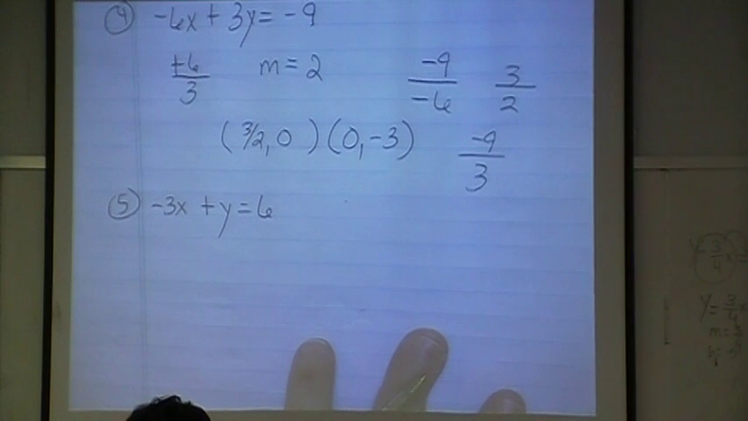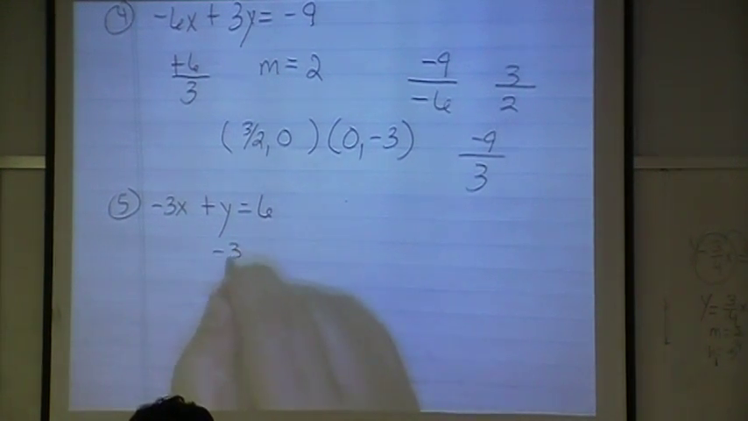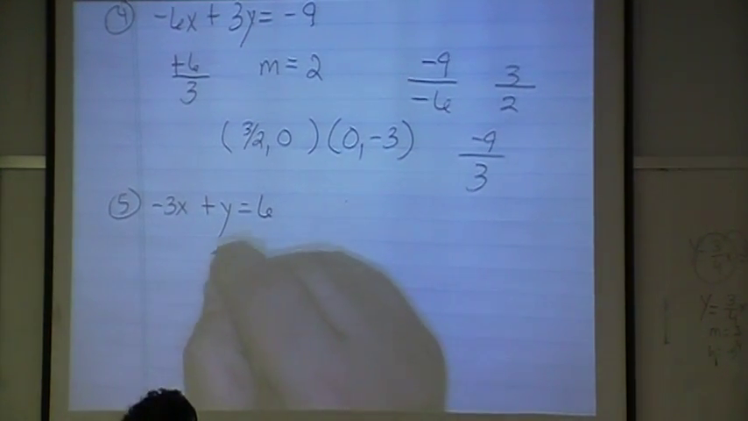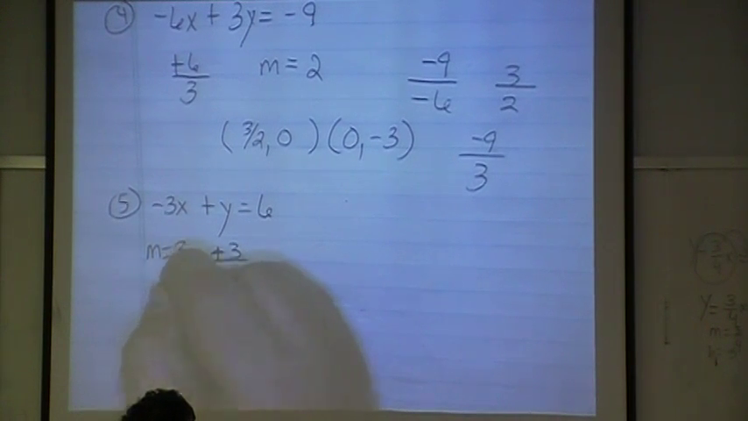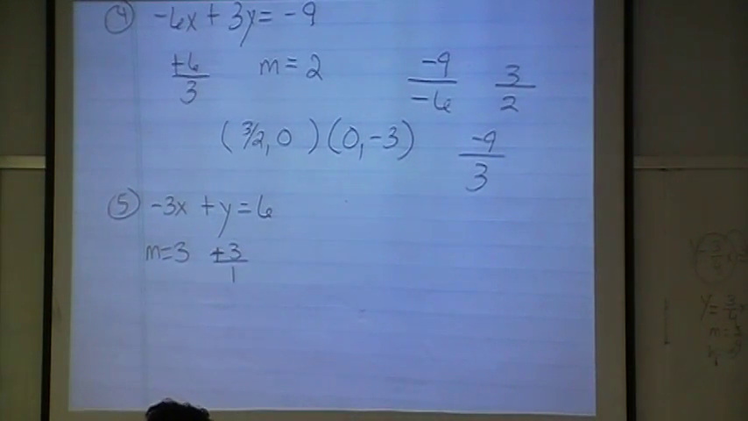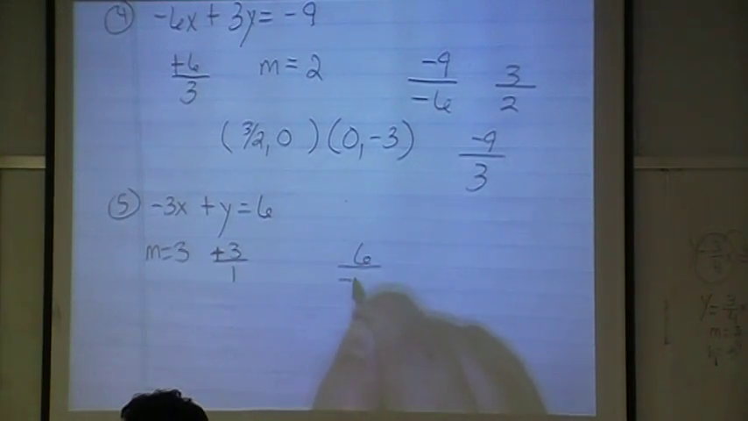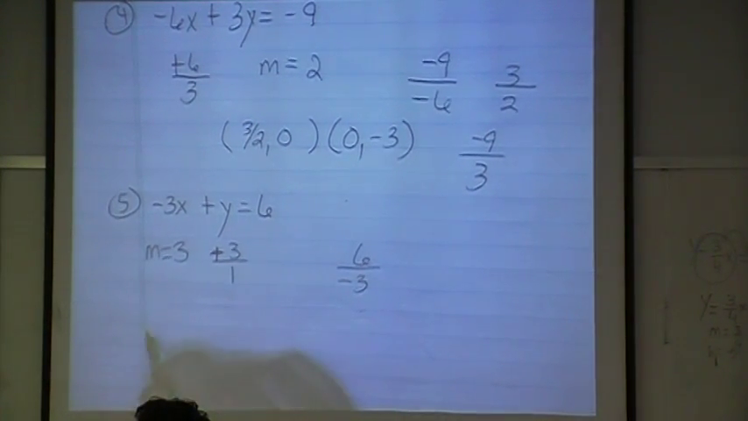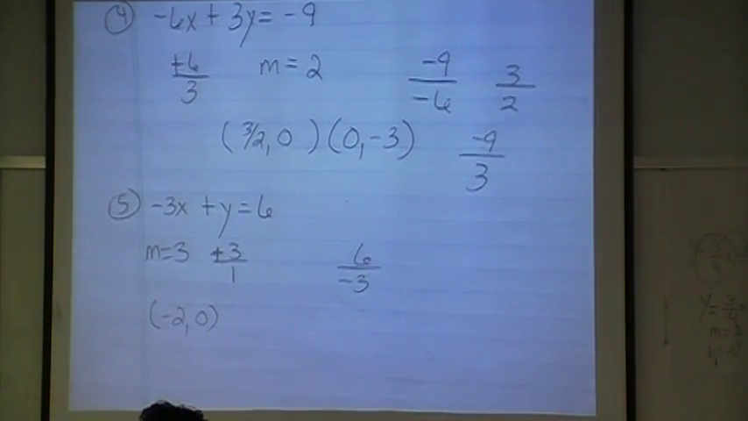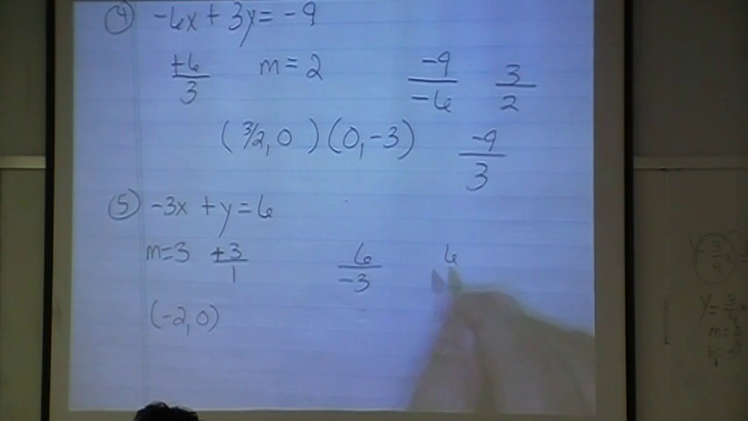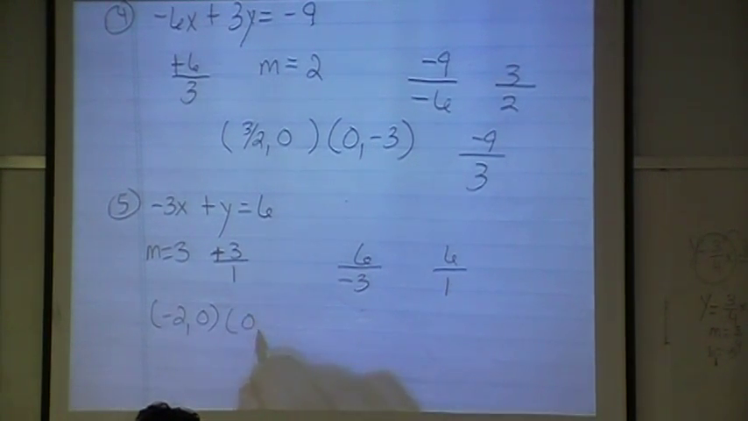Number 5. Find the slope. X on top, y on bottom. Change your sign of x. Slope is just 3. It should be getting easier. X-intercept: number in front of x, underneath the last number. Y-intercept: number in front of y, underneath the last number.